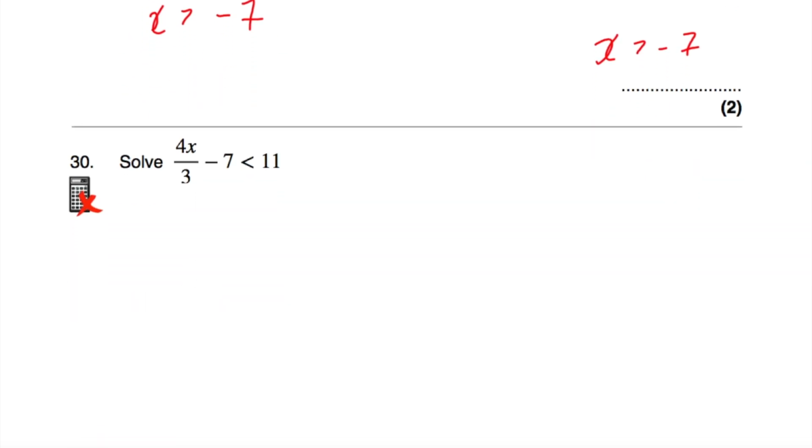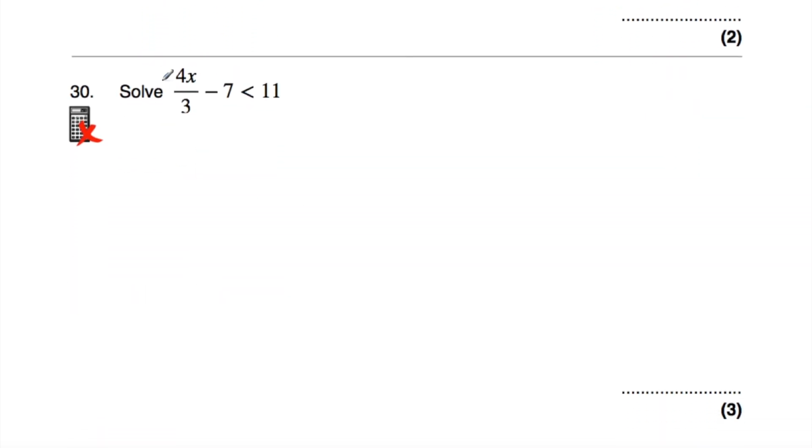Okay, let's look at our next question, question number 30. Okay, so question number 30, we've been asked to solve 4x over 3 subtract 7 is less than 11. Okay, so we want to solve this inequality. So let's get rid of the minus 7 to begin with. So let's add 7 to both sides. So add 7 to the left-hand side and to the right-hand side. Okay, so if we add 7 to the left-hand side of the inequality, we're doing it to get rid of the minus 7. So we're going to be left with 4x over 3. And then that's going to be less than, and 11 plus 7 is 18.